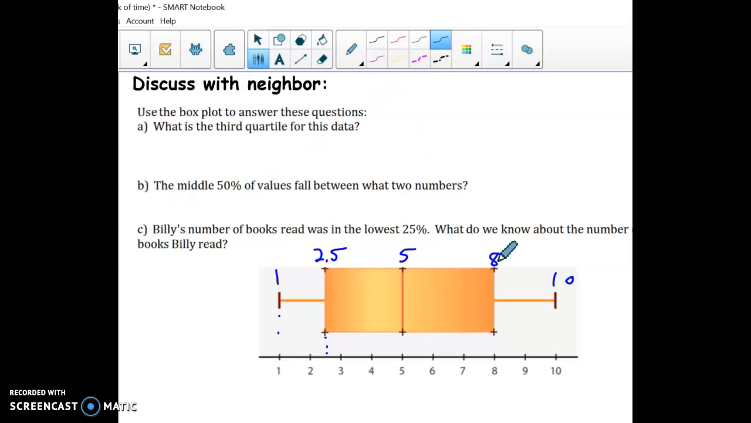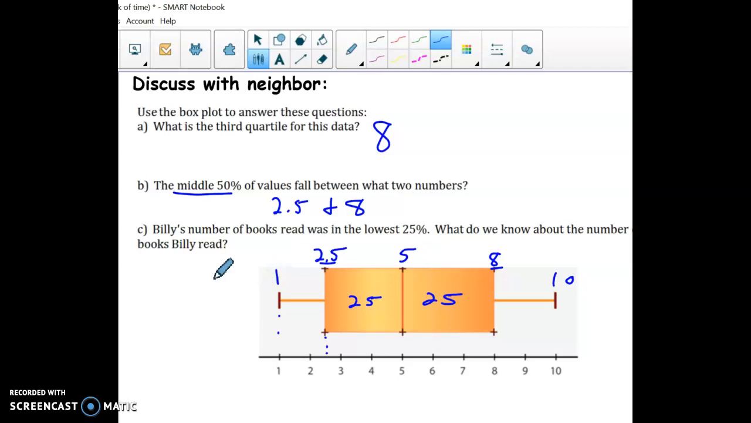All right, so the third quartile is just this right side of the box, that's 8. So it looks like about 75% of the people read at least 8 books. The middle 50% fell between these two spots, right? Because it's 25% each. So I have 25% here and 25% here. So the middle 50% was between 2.5 and 8 books.